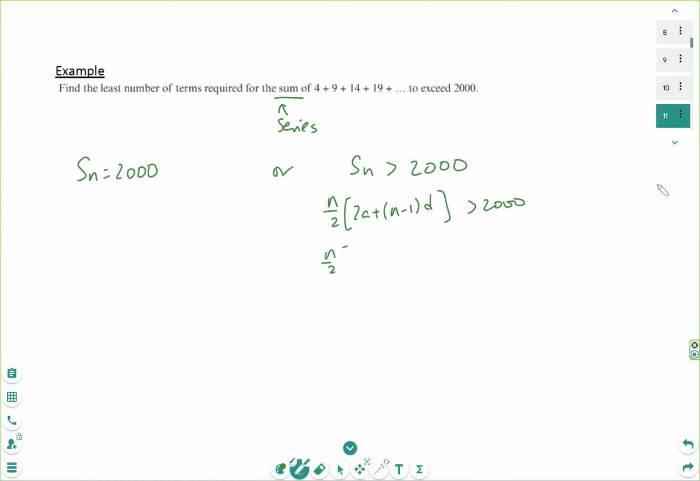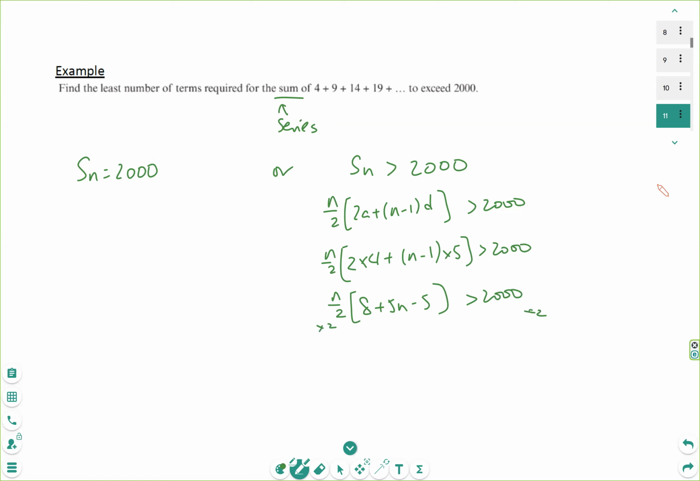So n over 2, a is 4, so 2 times 4 plus n minus 1, the difference is 5, greater than 2000. So what I'll do is, let me simplify the bracket. So 8 plus 5n minus 5 greater than 2000. So what I'll do is actually I'll times 2 on both sides.